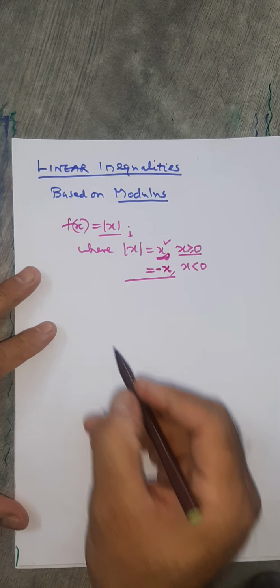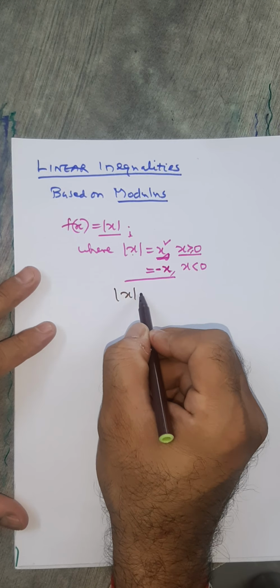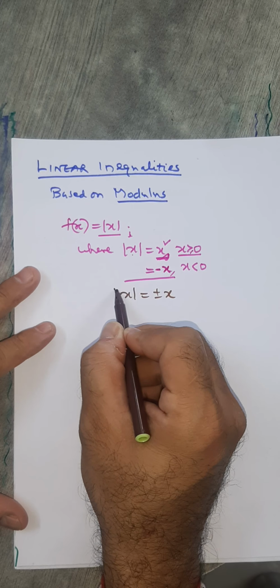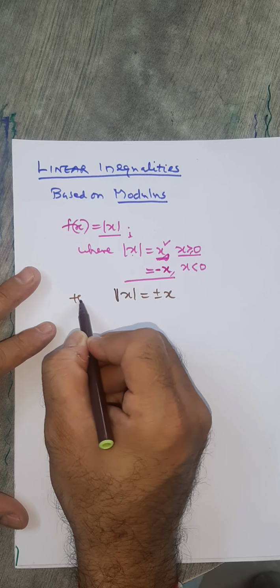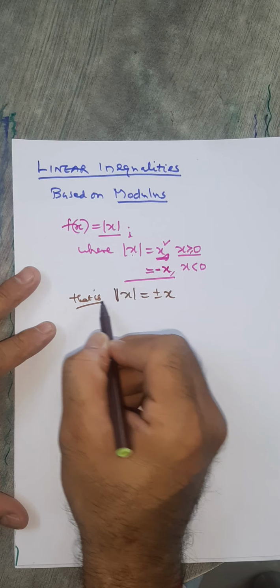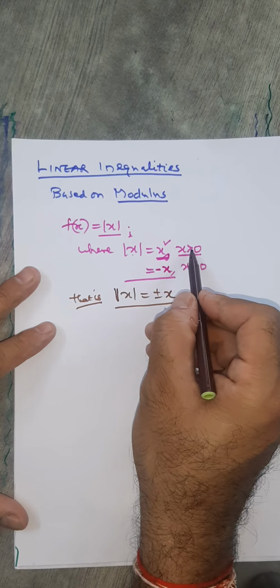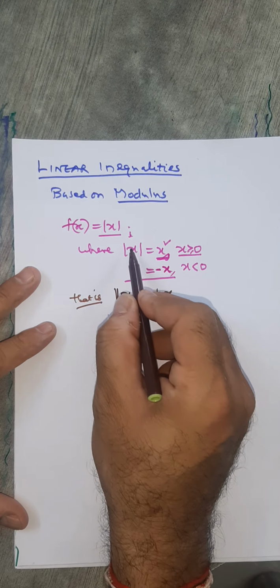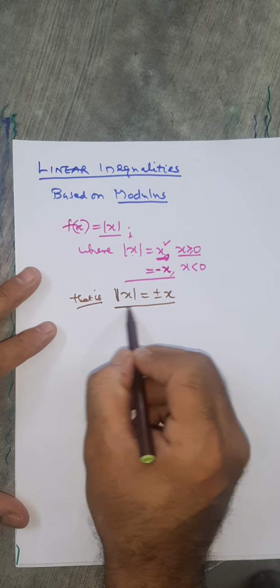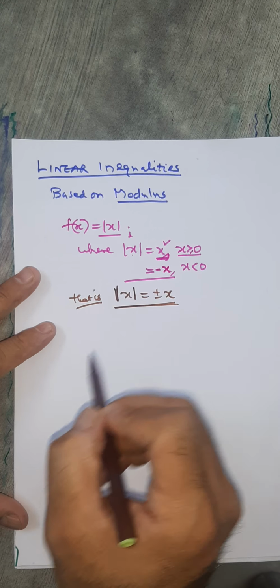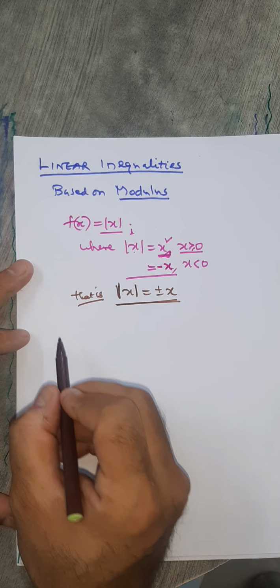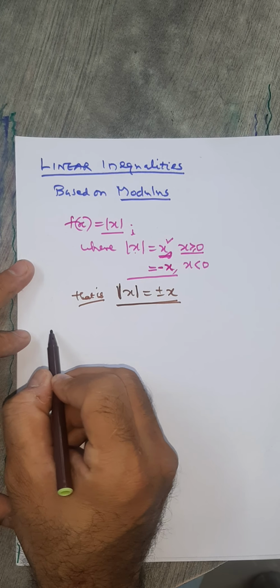So here, in general, you can write modulus x equals to plus or minus x. That's a general way of writing the definition of modulus. If greater than or equal to 0, then it is just x. When it is negative, it is minus x. This is about equality. Now we have here results about inequality.